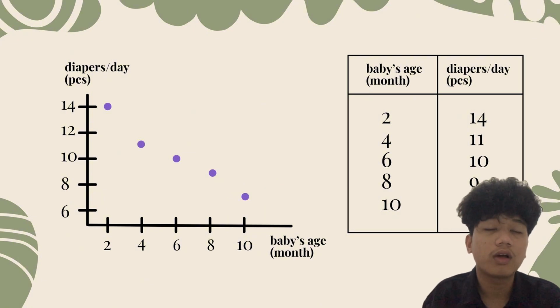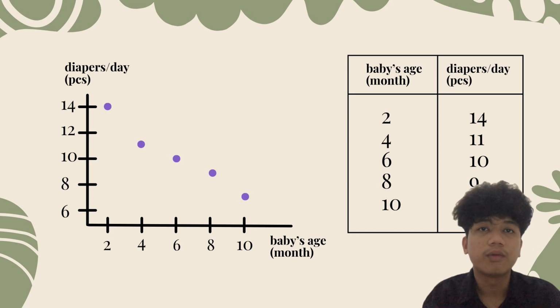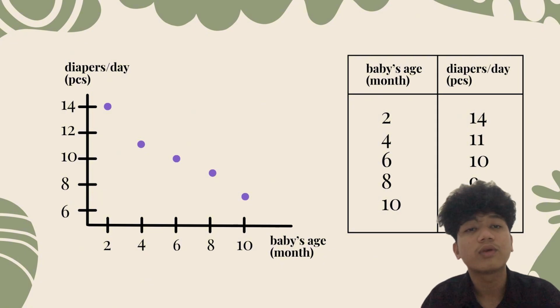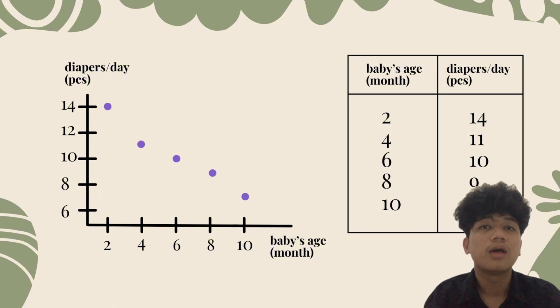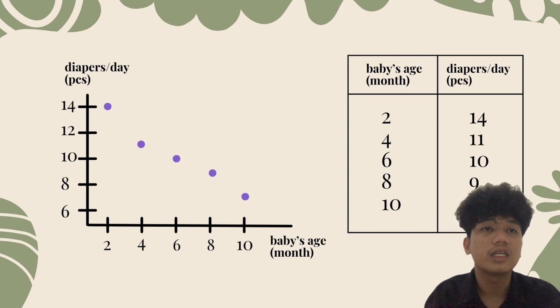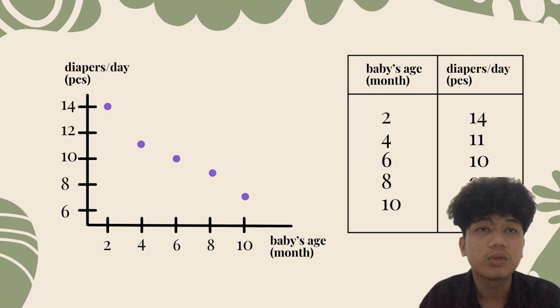Observing the pattern of the points in the scatter diagram, we can see a downward trend. This pattern indicates a negative correlation between the two variables, meaning that as the baby's age increases, their daily diaper usage tends to decrease.